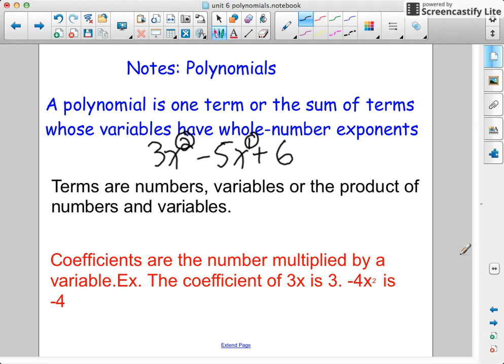Terms are numbers, variables, or the product of numbers and variables, meaning they're separated by subtraction and addition. So this is a term, this is a term, and this is a term. So this has three terms. And finally, the coefficients are the number multiplied by the variable. For example, the coefficient of 3x is the 3 that's in front, or negative 4x squared is negative 4. So those are coefficients. You should pause the video and write down those definitions because you will need to remember those.